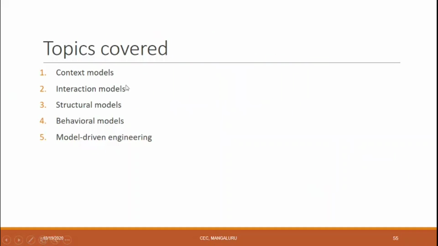We have seen the context model, interaction model, structural models, and behavioral models. So all these three or four are models designed for the development or implementation of the code as per the customer, which are helpful for the implementation team to design the code as per the customer requirement. Now we are going to see one more model, that is model driven engineering.